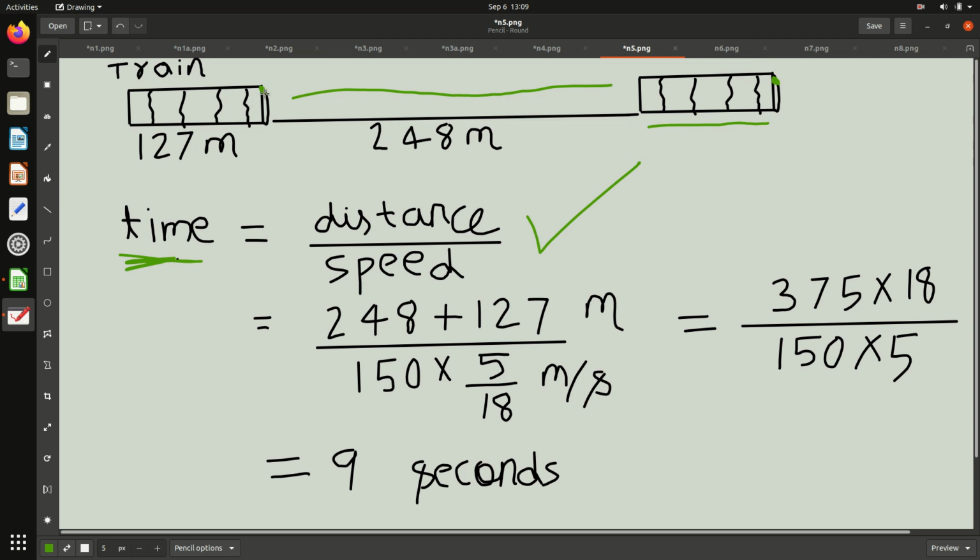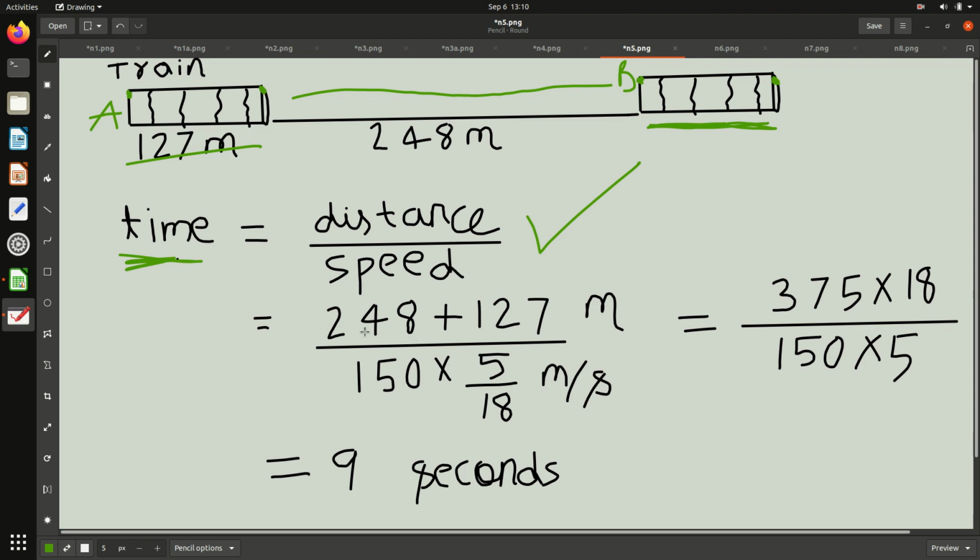So if the train has passed, to calculate the distance, always take a point. See where this point is and where this point is now. The distance between these 2 points is 248 plus the length of the train. So this will be the actual distance covered by the train. Now that point you can take anywhere. You can take here also. So take this point A. Initially the point A is here. Now the same point is here, B. If you look carefully, the distance between A and B is 127 plus 248. So this will be the distance. Always remember, in these types of question it may confuse you.